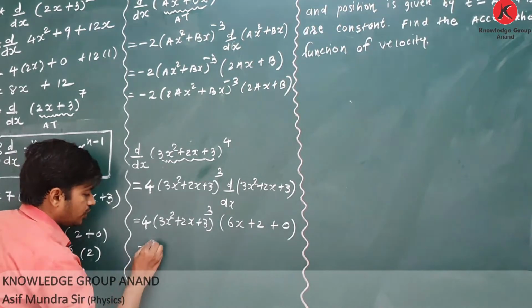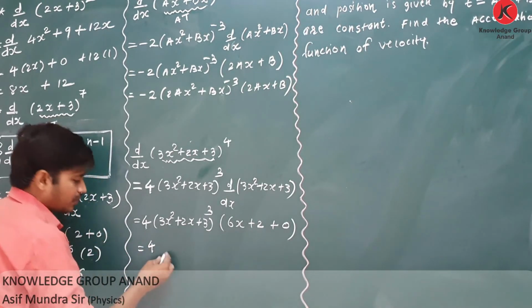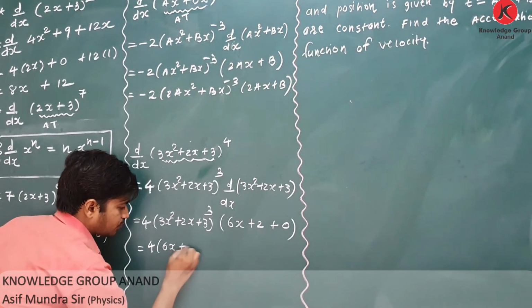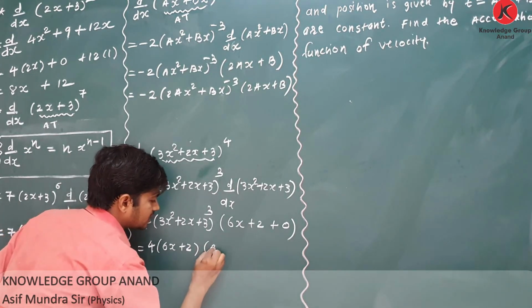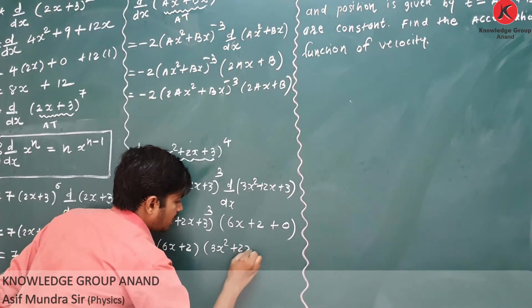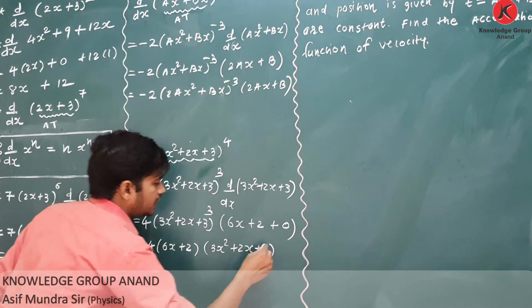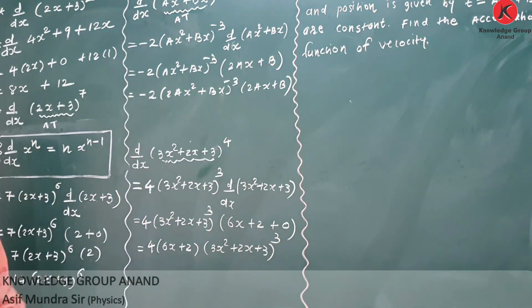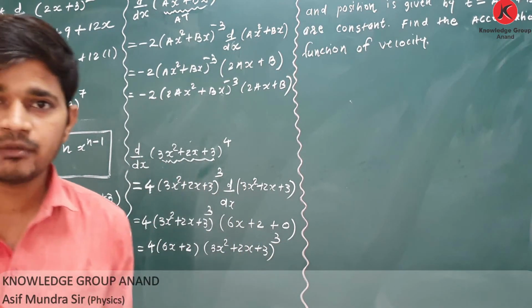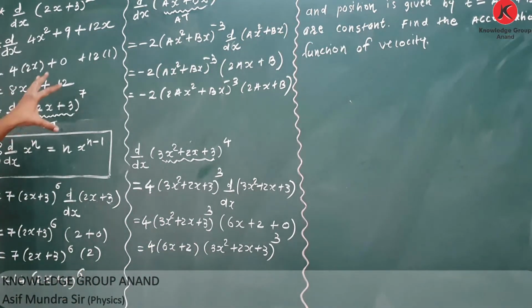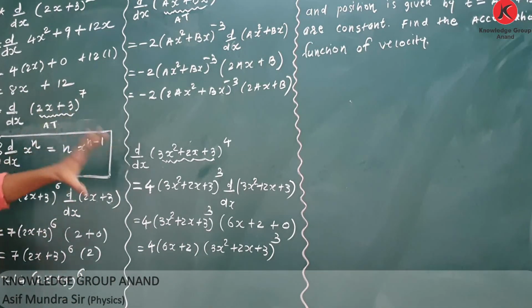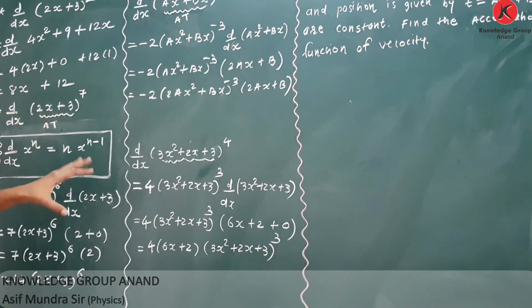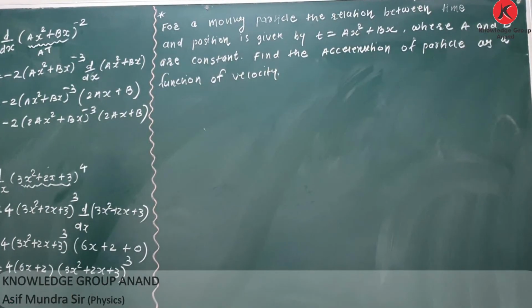So it is equal to 4, and yes, you can write this term here: (6x + 2), and here (3x² + 2x + 3) whole cube. Yes, it is your answer. Clear about this? So this is the chain rule in case of differentiation.